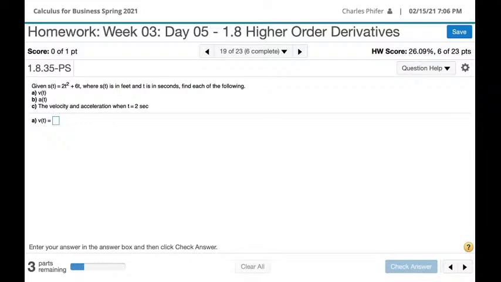Okay. So given this function is in feet and t is in seconds, find the following. Higher order derivatives apply to a lot of position functions, right? So this is going to tell us the position of some object based on time. The derivative of the position function is the rate of change of an object over time, so that gives us the velocity. But the derivative of the velocity function tells us the acceleration of that item. Okay, so given this function, find the velocity, find the acceleration, and then find the velocity and acceleration after 2 seconds. Let's take some notes.